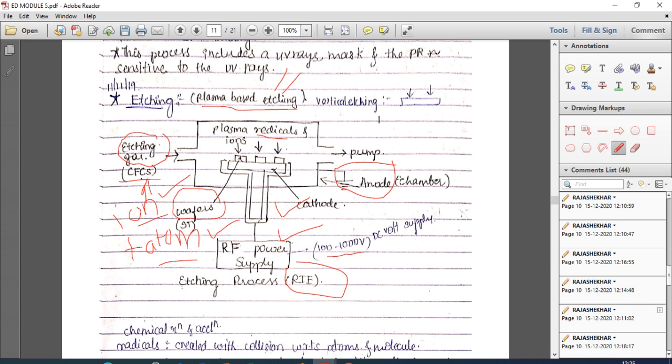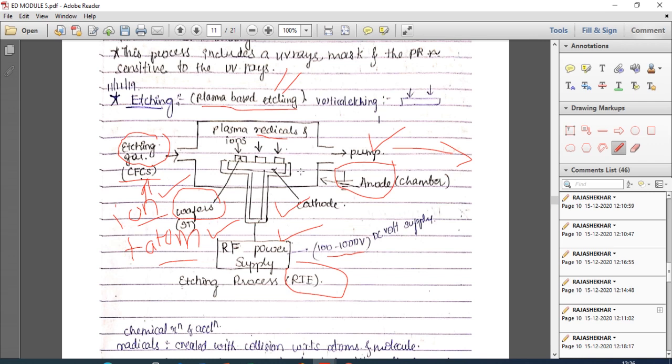Once this is done, we use a particular pump. That pump removes the softened part, which has been removed from the surface of the wafer, to the outside of this chamber. Then these wafers are taken out for further processing. So this is nothing but an etching process. Hope you understood this.